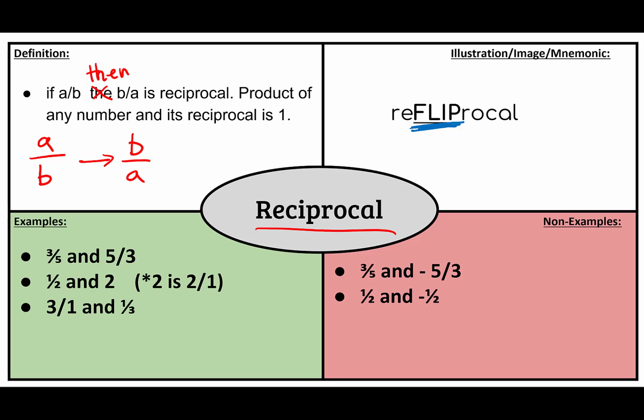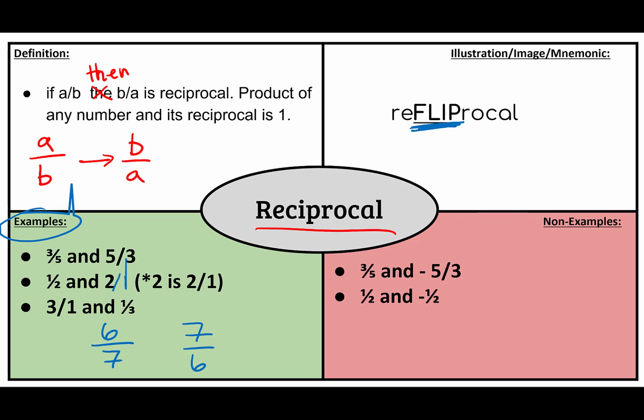Some examples down here. In the examples section, we have 3 over 5 and 5 over 3. 1 over 2 and 2. We have to remember that 2 essentially as a fraction is 2 over 1. 3 over 1 and 1/3. Something like 6/7 and 7/6 would be the reciprocal or the refliprical. Any fraction where you can flip it on its head, then you have a reciprocal.